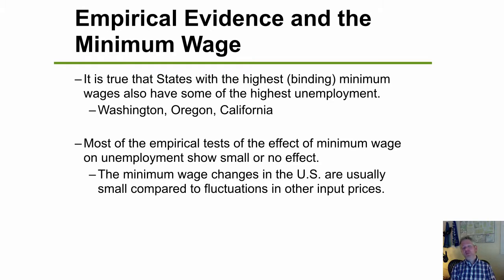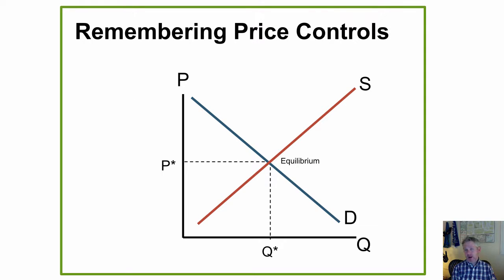Well, the reason we don't see much of an effect is that the minimum wage changes in the U.S. are usually really, really small compared to fluctuations in other inputs that firms have. So if you raise the minimum wage, say 50 cents, that is an increase in cost to firms, but a lot of the other inputs into whatever goods and services they produce fluctuate more than that amount, and so we don't tend to see a very big effect on unemployment with increases in the minimum wage. All right.